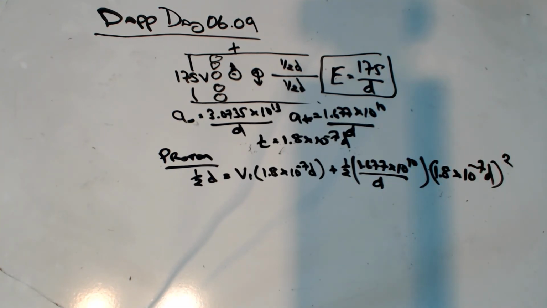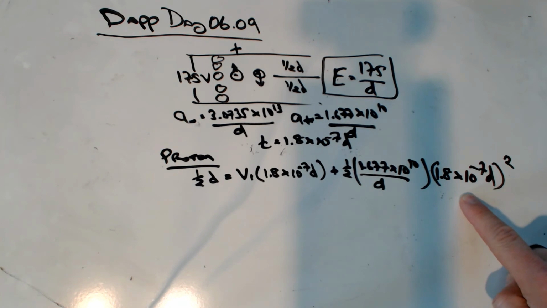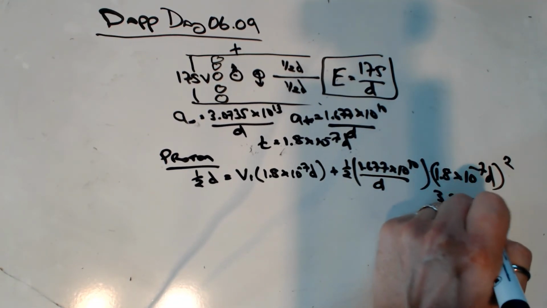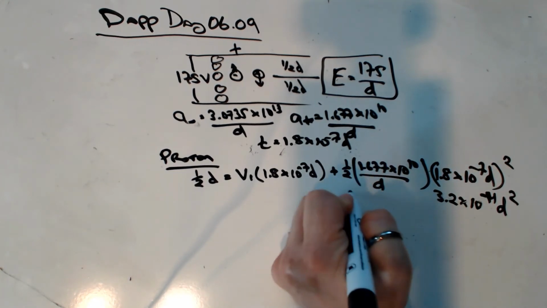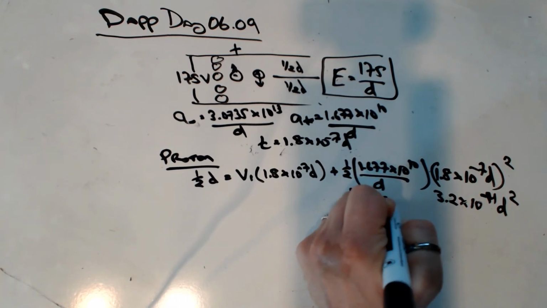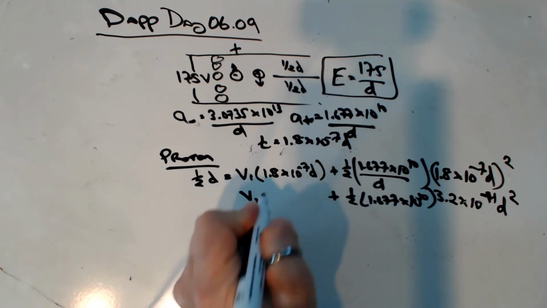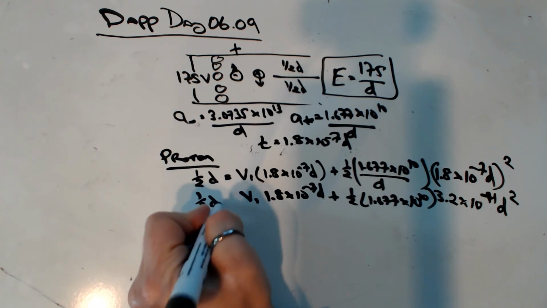Okay, now this looks kind of scary, but it's going to simplify in about a second. If I square the 1.8 times 10 to the negative 7, you get 3.2 times 10 to the negative 14 d squared, and then you have the 1/2 here, and you have the 1.677 times 10 to the 10. The VI's here, 1.8 times 10 to the negative 7 d, and then the 1/2 d.